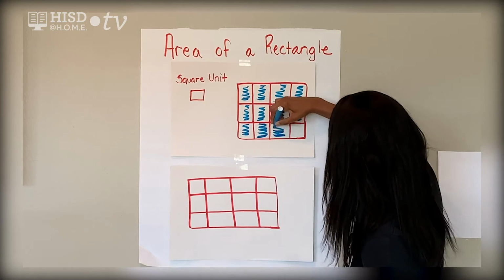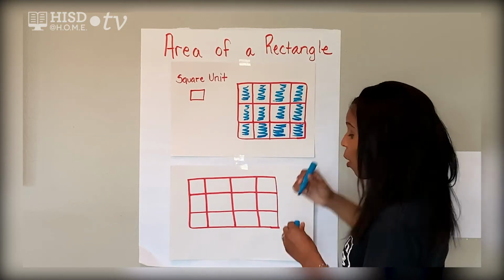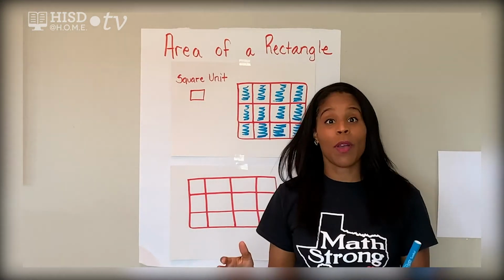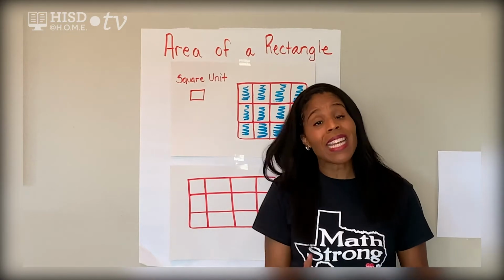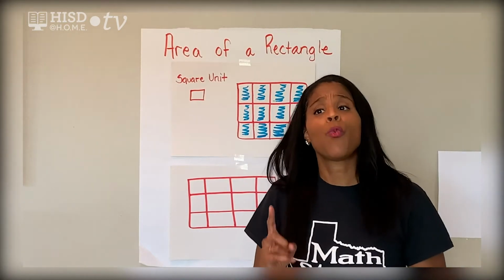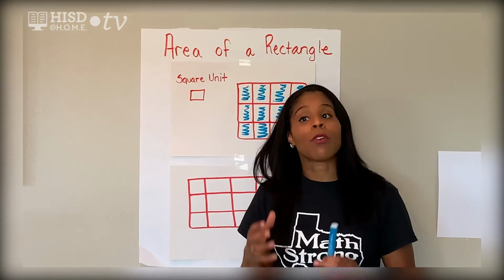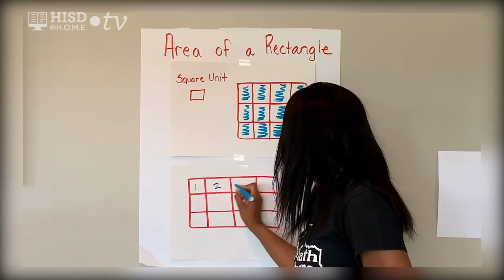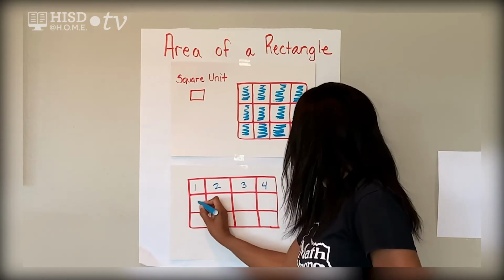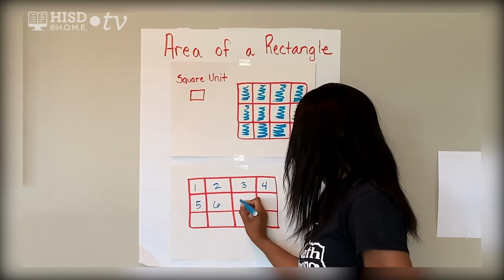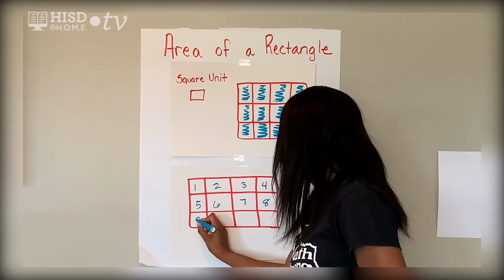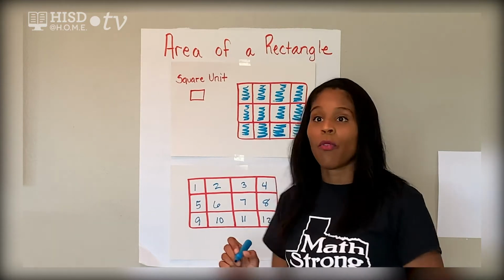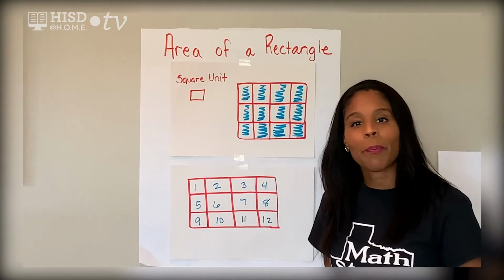I'm going to just make sure that all that's covered. So now those are all of my square units. I basically have placed them all here, okay, inside of my rectangle. Finally, now we can count the square units we use to cover the rectangle to find the area. So let's get started. 1, 2, 3, 4, 5, 6, 7, 8, 9, 10, 11, 12. Wow. Let's write this in a complete sentence.